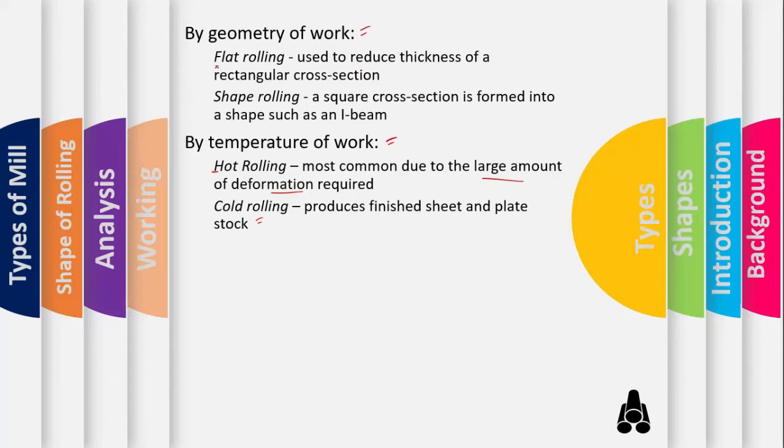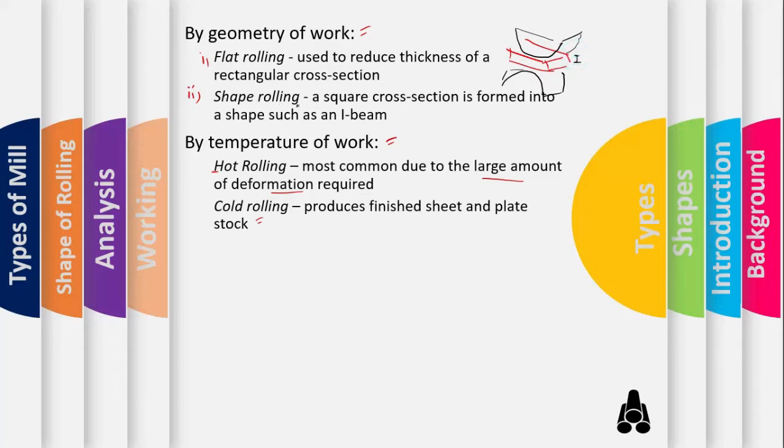The other basis of the classification is the geometry of the work, what kind of product we are obtaining. Based on that, rolling can be of two types, either the flat rolling or the shape rolling. Flat rolling is used to reduce the thickness of a rectangular cross section. We have just a slab, so the flat rolls will be applying pressure over it. So the only purpose would be to reduce the thickness of the slab.